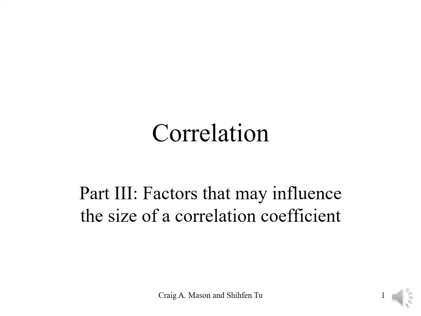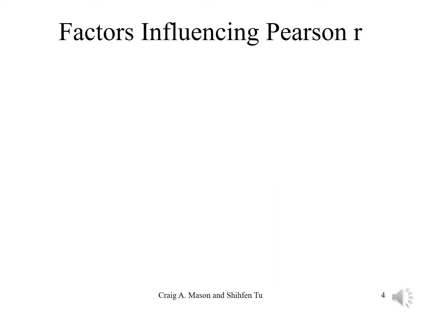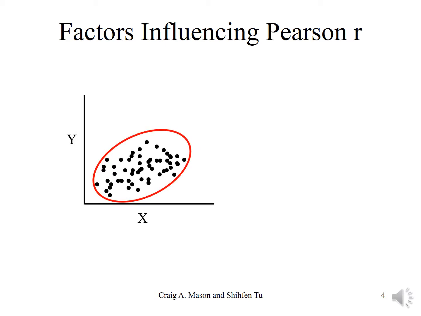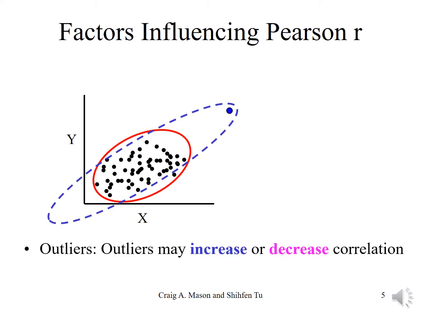In this final video on correlation, we'll review some things that can influence the size of a correlation coefficient. There are a number of different factors that can influence a correlation coefficient. For example, let's assume we have a sample with a modest positive association. Outliers, scores that fall far outside the overall distribution of the other observations, can inflate a correlation coefficient if they follow the same general direction as the other scores, but simply fall well above or below the overall range.